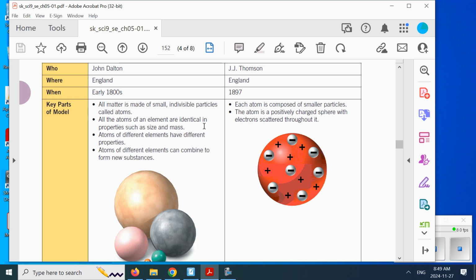All the atoms of an element are identical in properties such as size and mass. For the most part, that still kind of holds up. We've now found that there's isotopes.